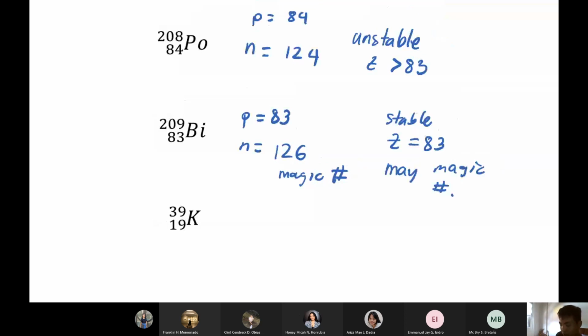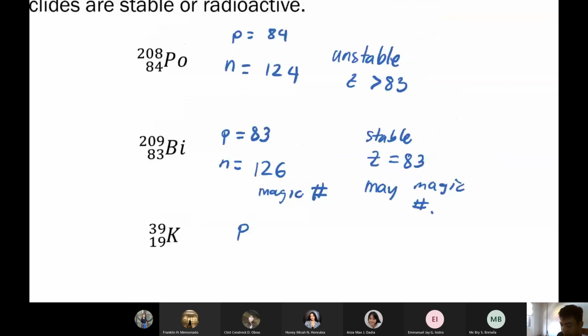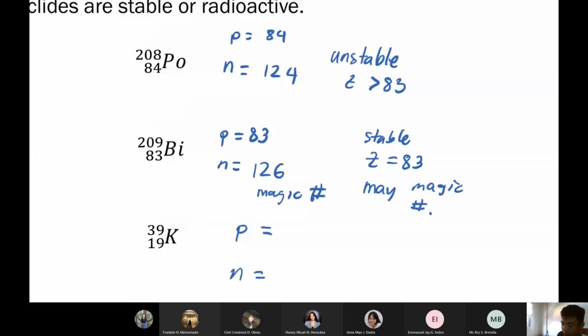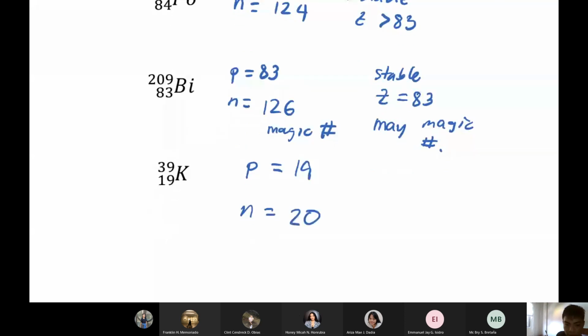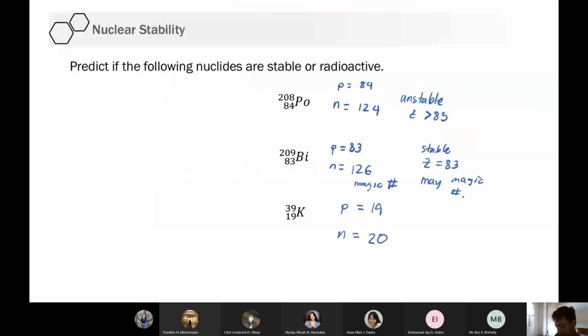Next one, we have 39 potassium. Proton, neutron. 19 yung proton. 20 yung neutron. Okay? So, 20 yung kanyang neutron. So, may magic number ba dyan? O, tignan natin kung may magic number.